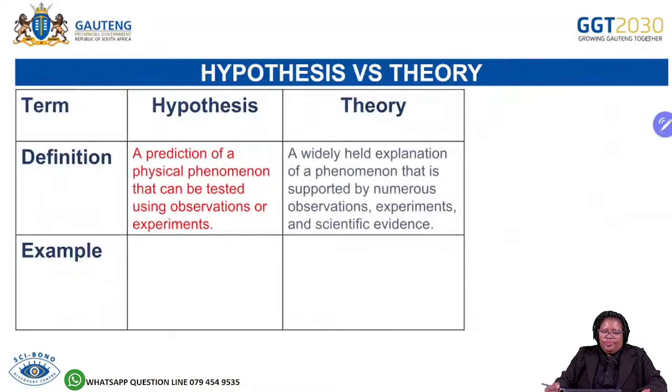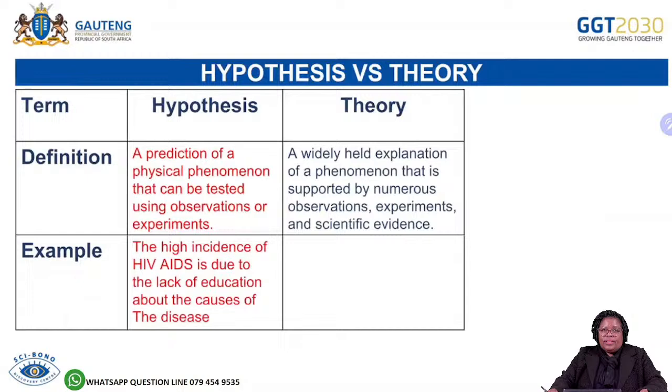Okay, so for an example here, a hypothesis. So what we are saying with a hypothesis, it is a prediction of a physical phenomenon that can be tested using observations, using experiment. So with hypothesis, it is a statement that can be true and cannot be true. I'm going to give you an example here. So if I pose a statement to say girls are better than boys, so is it true? So to some of you, a hypothesis might be true, a hypothesis might not be true.